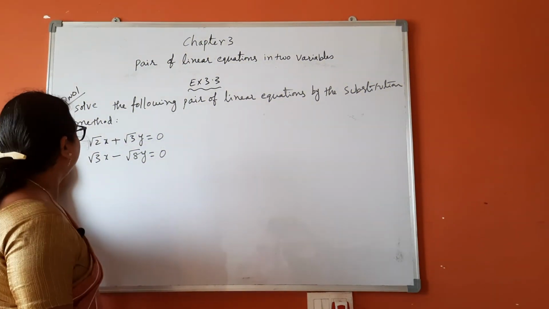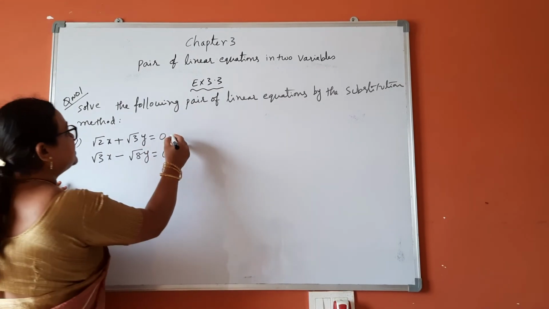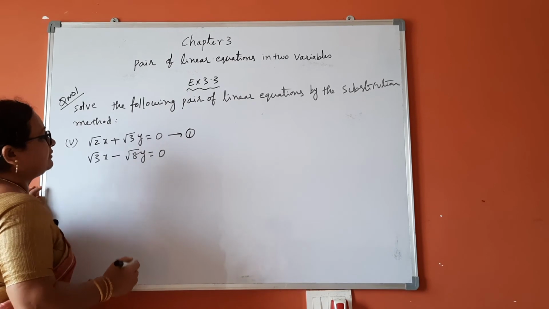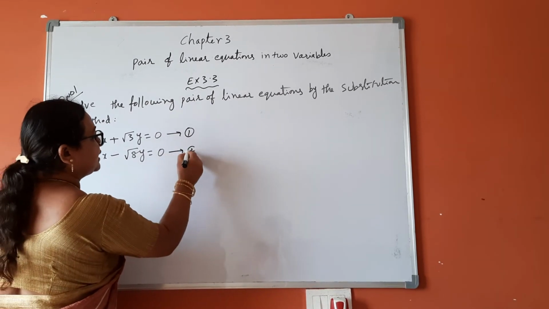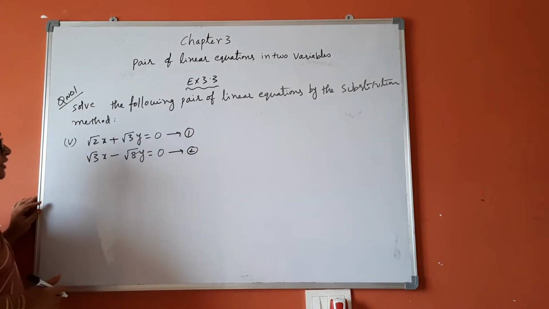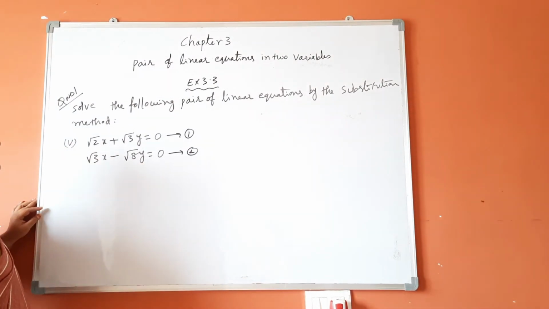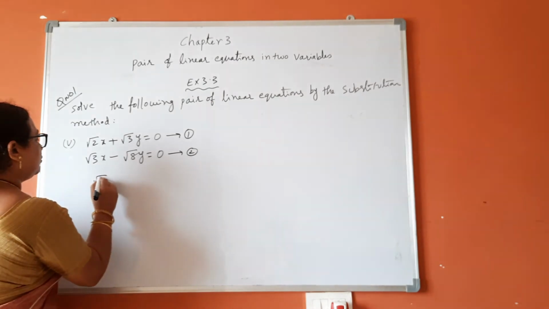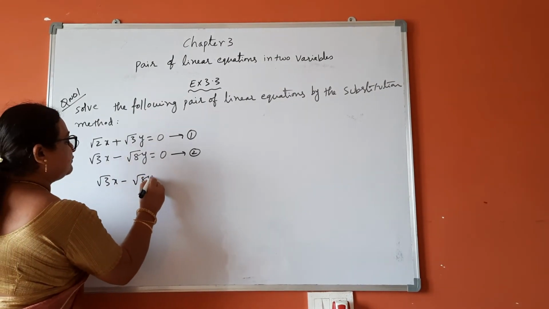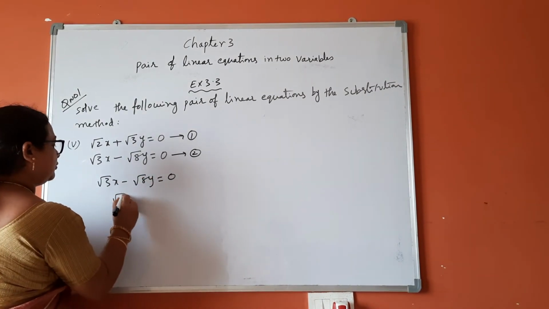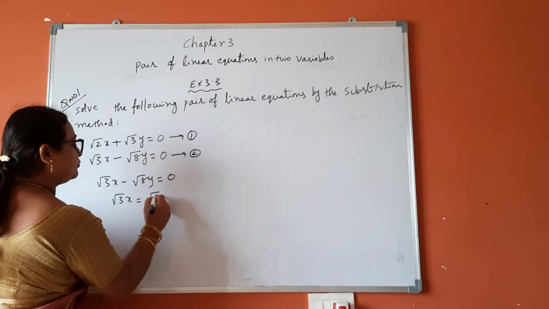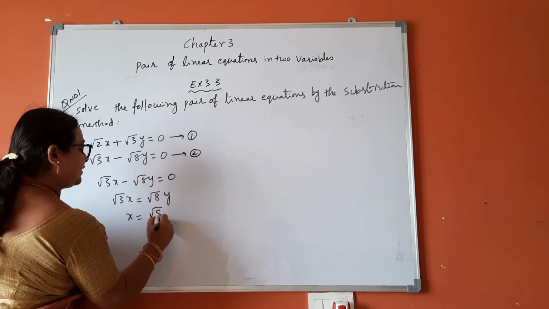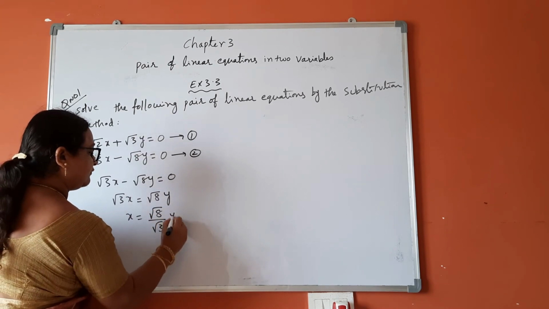Question number 5. Root 2x plus root 3y is equal to 0. That is our first equation. Root 3x minus root 8y is equal to 0. That is our second equation. Now from second equation we will find the value of x in terms of y. Root 3x minus root 8y is equal to 0. Root 3x is equal to root 8y. x is equal to root 8 by root 3 into y.